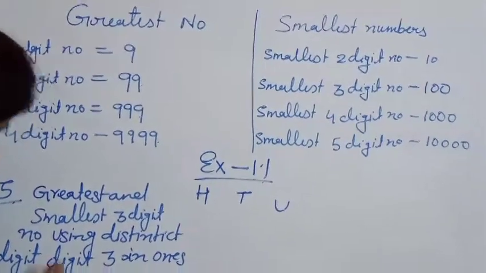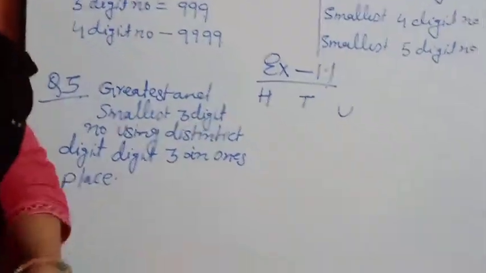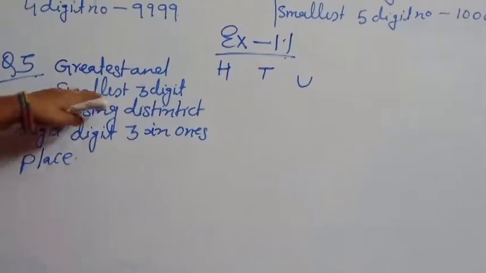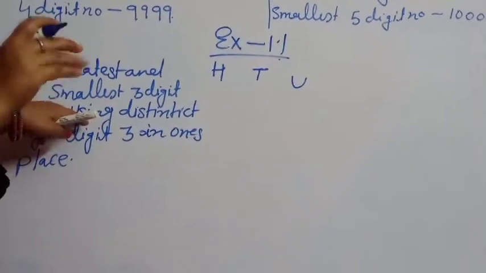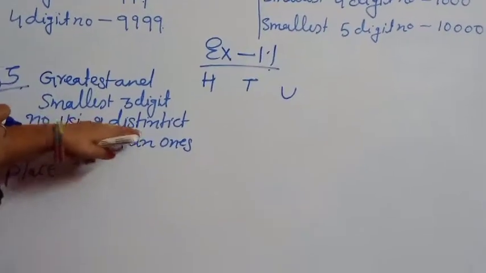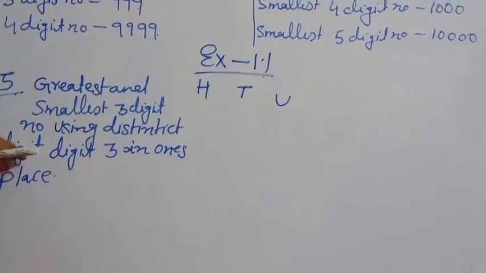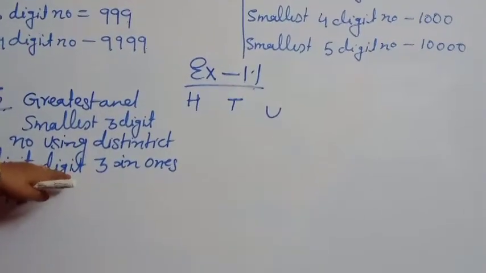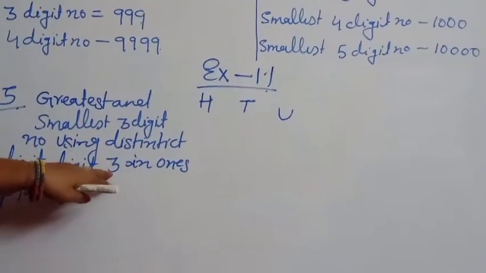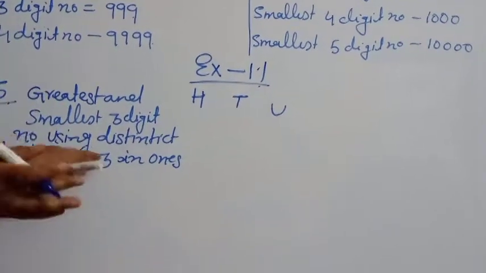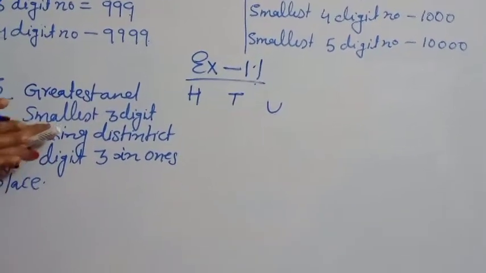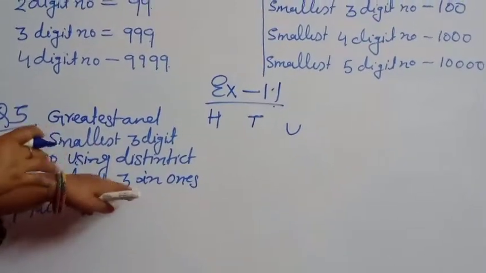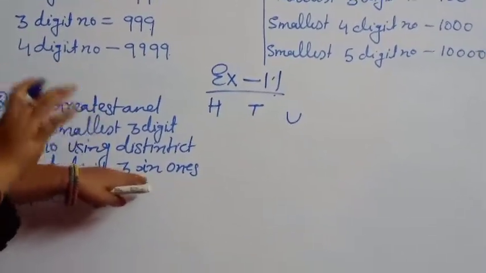Just better try to understand the first question, then we will move on to the condition. Greatest and smallest three-digit number we have to make using distinct digits. Means we will take 3 different digits, and out of those 3 digits, 1 digit should be 3, in both the greatest number and the smallest number. And what is the another condition? That 3 should be in ones place.